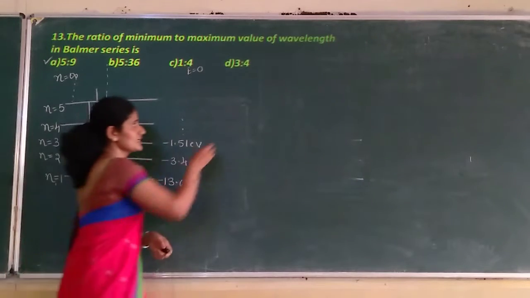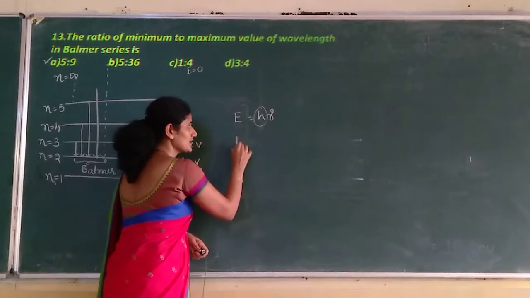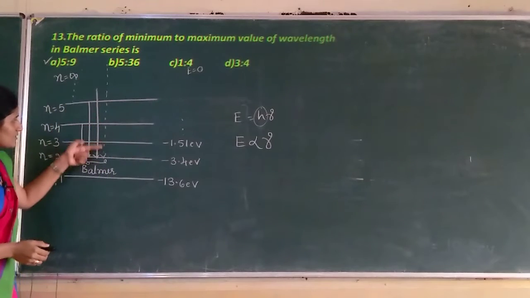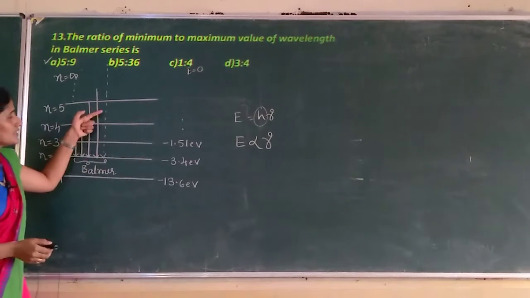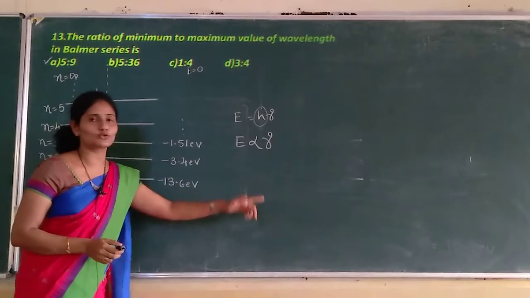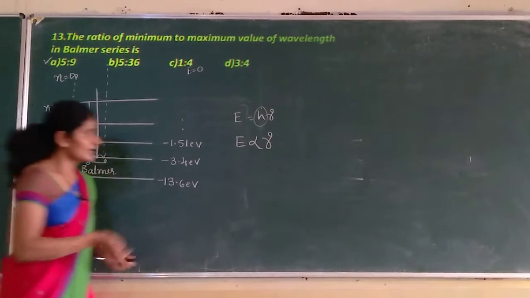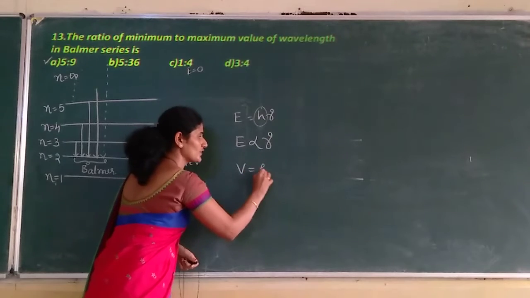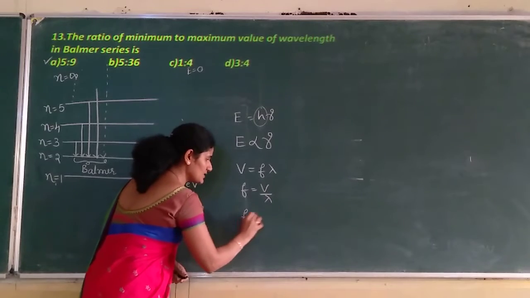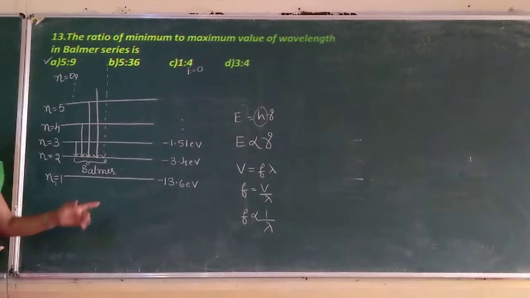We know that energy E is equal to h nu. h is Planck's constant, therefore energy is directly proportional to frequency. For this transition, energy is more, that means frequency is also more, because energy is directly proportional to frequency. And also we know that velocity is equal to frequency into wavelength. f is equal to v by lambda. Frequency is inversely proportional to wavelength. Where the frequency is more, wavelength is less.